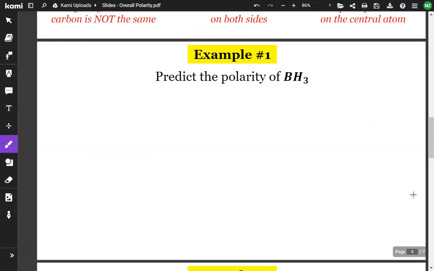So let's do some examples. We're going to review Lewis structures as we also look at polarity. It says predict the polarity of BH3. We're going to begin by counting up our valence electrons. Boron has 3, hydrogen has 1, and there are 3 of them. So if I add those up, I end up with 6. Boron's by itself, so it's going to go in the middle. I'm going to surround it with hydrogens.